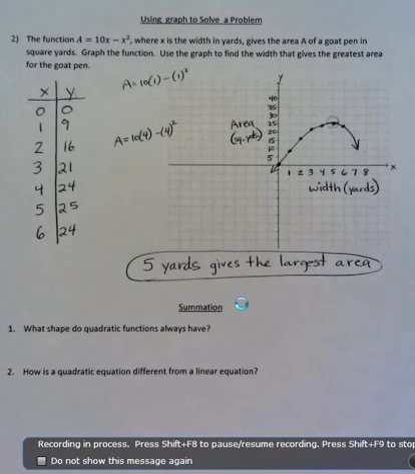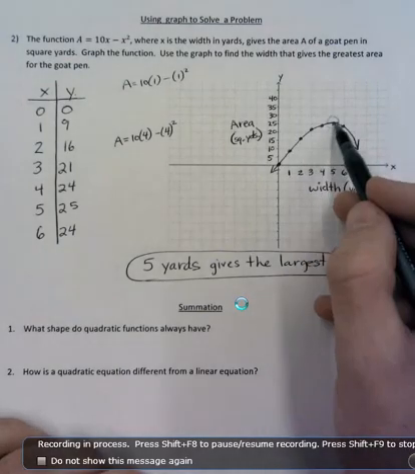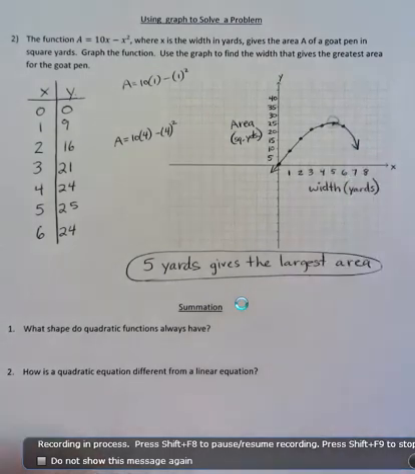Or you might say the point (5, 25) appears to be the highest point on the graph. So the width of 5 yards gives us the greatest area.